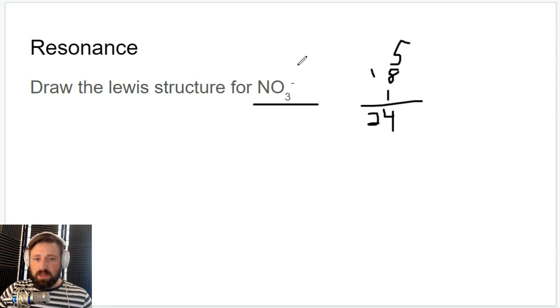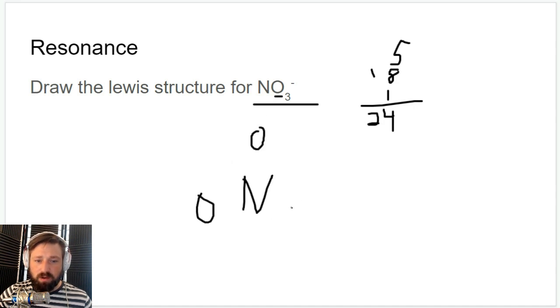We look at the different atoms, and oxygen is going to be the most electronegative, so it's going to be on the outside. Nitrogen is going to be the central atom here. And then we're going to have oxygen spaced evenly around on the outside. We know we're going to have at least a single bond to each thing. So now we have 1, 2, 3, 4, 5, 6 electrons that we have used. We're down to 18. We have 18 left.